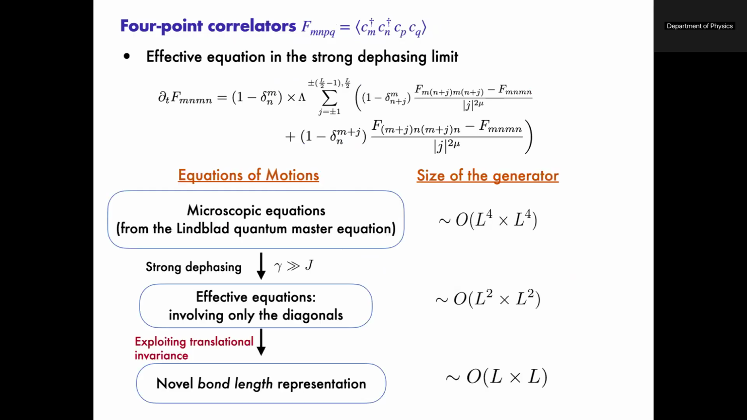Okay, so then what happens? Even at this level, things were not clear. What we found is that if you give an initial state which respects translational symmetry, then there is a representation where life becomes extremely simple. I can reduce the 4-point problem to an L by L problem, and my numerics will be extremely efficient.